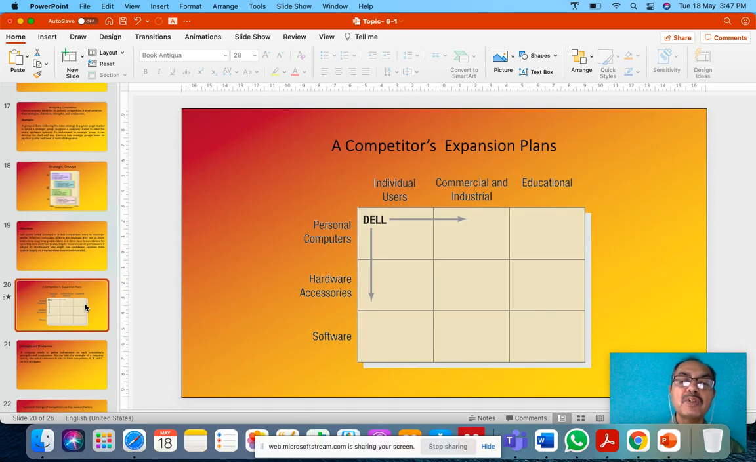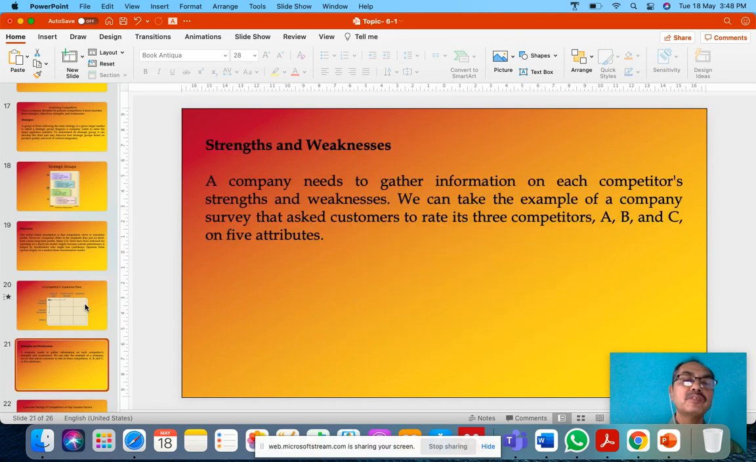Here we can see the example of Dell Computer. Initially they entered the personal computer market for individual users, and then they expanded into the commercial, industrial and educational sectors. Further, they also expanded into hardware accessories and software. With the expansion plan, we can understand the objectives of the business organization or your competitors, and based on that you can develop your own positioning.